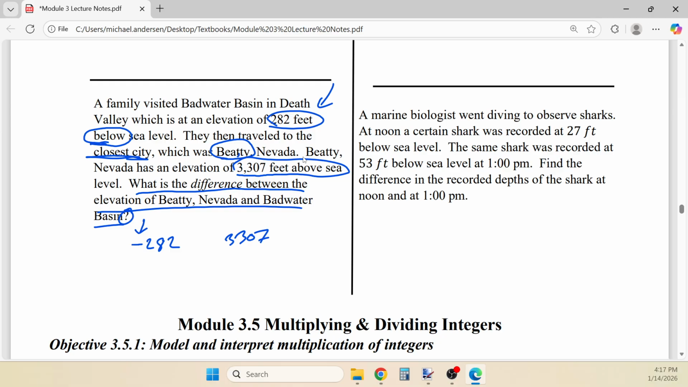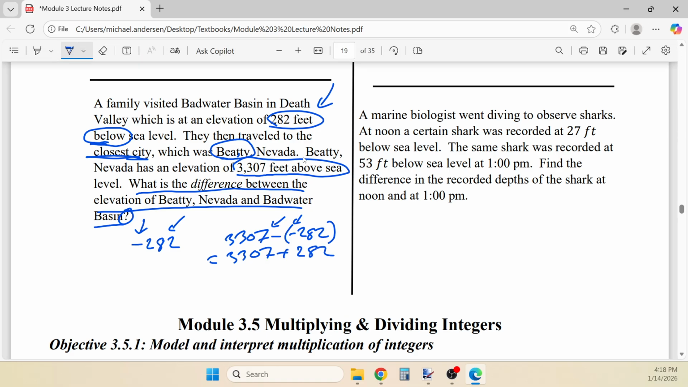Now we're going to make a plan. I'm going to subtract that big number from that little number. So I get 3,307 minus negative 282. I go through the plan and say, hey, look, negatives are positive. So this is 3,307 plus 282. And then maybe I have to stack the numbers to do my addition algorithm at this point. 2 plus 7 is 9, 0 plus 8 is 8, 3 plus 2 is 5. Bring down the 3. 3,589 feet above sea level.